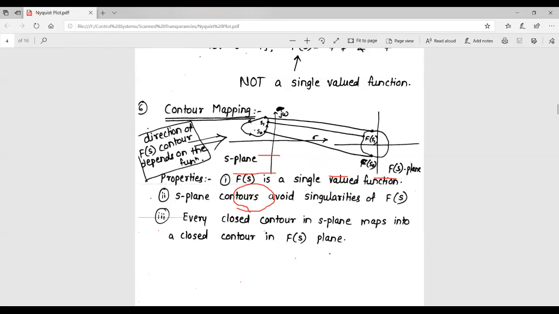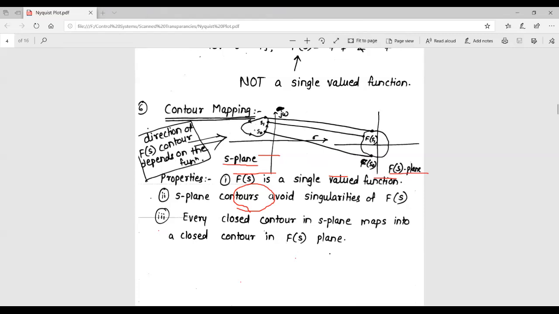Okay, instead of a point, now we have a contour. Contour is nothing but a closed path or any path, right? So this is a path in the S plane. For each point in the S plane contour, we should have a corresponding point in the f of S plane, right? And this is called the mapped contour. This is called the mapping contour, right? So in the S plane, we have the mapping contour. In the f of S plane, we have the mapped contour.